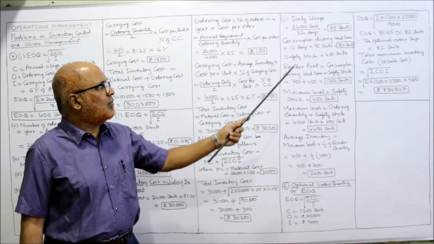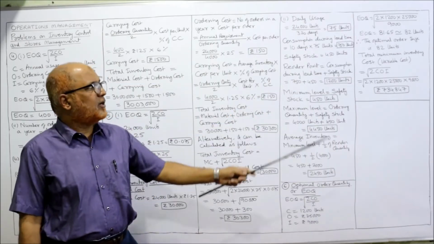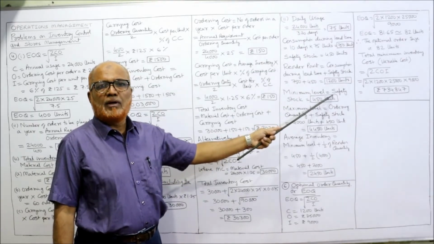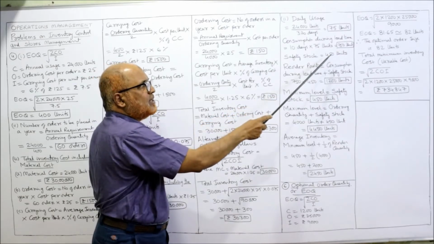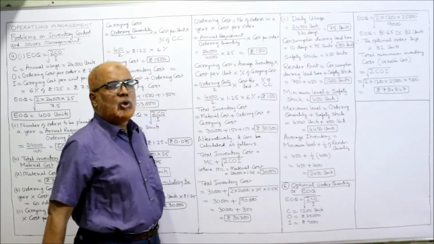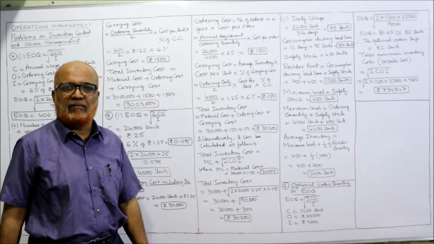Now remember the formula for reorder point. In this situation, reorder point is consumption during lead time plus safety stock. The consumption during lead time is 750 units and the safety stock is 450 units. So 750 plus 450, 1200 units is the reordering point or reorder level.